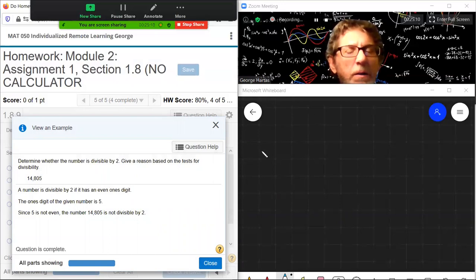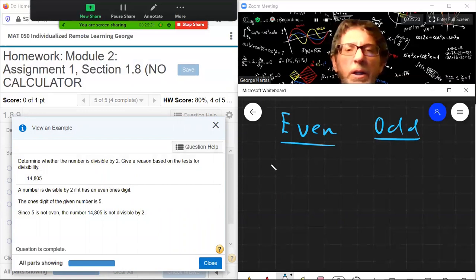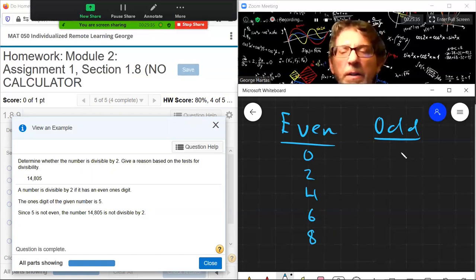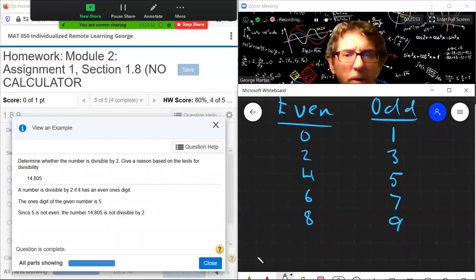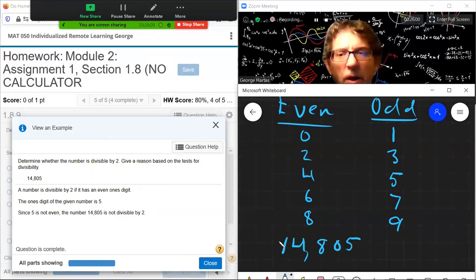Okay. All right, now let's review the words even and odd. So a number is even if its ones digit is 0, 2, 4, 6, 8, and we covered that in Math 25, Module 0. It's odd if its ones digit is 1, 3, 5, 7, and 9. So what they're saying here, regardless of how big the number is, so here in the example, the number is 14,805. I don't care how big the number is.